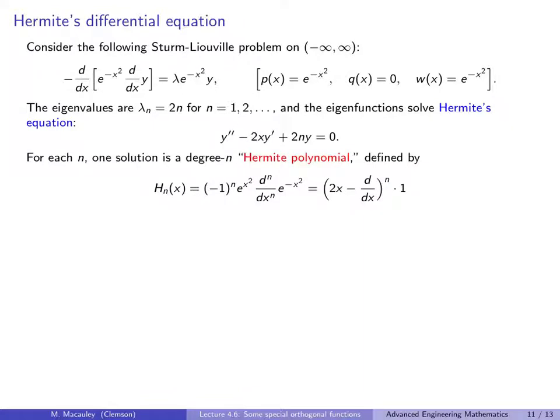And that is remarkably equal to the following expression. 2x minus d dx, that's not a typo, there's nothing that should be there. This is a differential operator. Raise that to the nth power, and then apply it to the function 1. And remarkably, that's equal to this expression. And even more remarkably, this expression doesn't even look like a polynomial. It's got e to the negative x squared and e to the positive x squared, and somehow when you take these derivatives, everything cancels out.